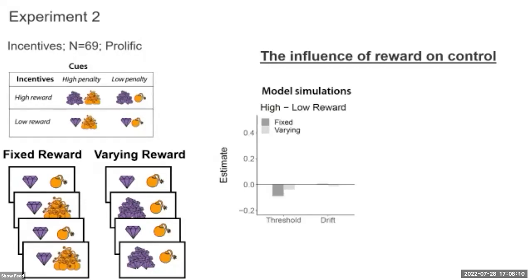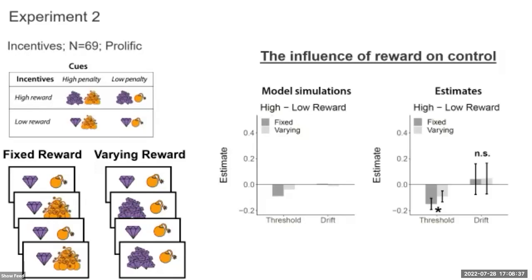And again, the main prediction in the model is reduction of threshold, because again, you're in this self-paced task. So if you're optimizing for reward rate, you want to go faster to do as many trials as you can within an interval. So you have a reduction of threshold in high relative to low reward intervals. But again, the crucial prediction is that this effect will be attenuated in varying relative to fixed blocks. And indeed, this is something that we find in our data.